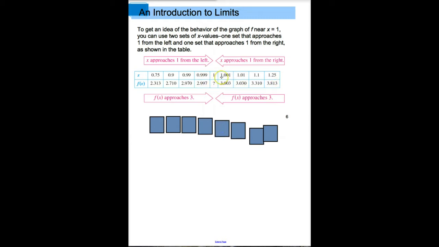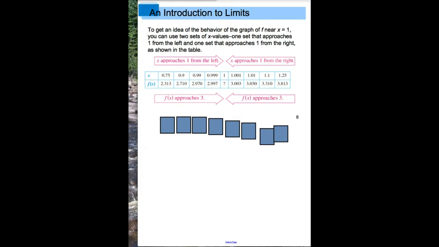So since from the left and the right it appears that the y values are approaching 3, since they're approaching the same number, we can say that the limit of this function as x approaches 1 is 3. And here's how you write that.